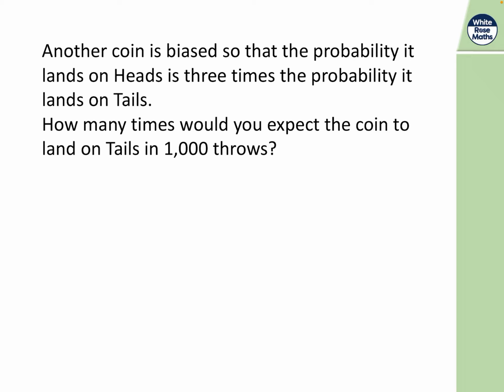Okay, another coin is, again, biased, so the probability that it lands on heads is 3 times the probability that it lands on tails. How many times would you expect the coin to land on tails in 1,000 throws? The first thing we need to do here is work out the probability of it landing on tails. They haven't told us exactly; essentially it's an equation that we need to solve to work out the probability of both.